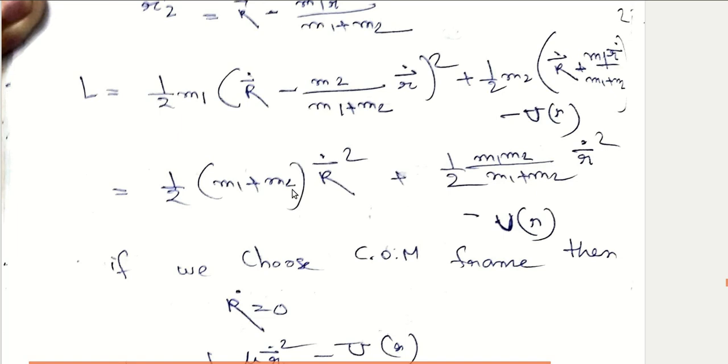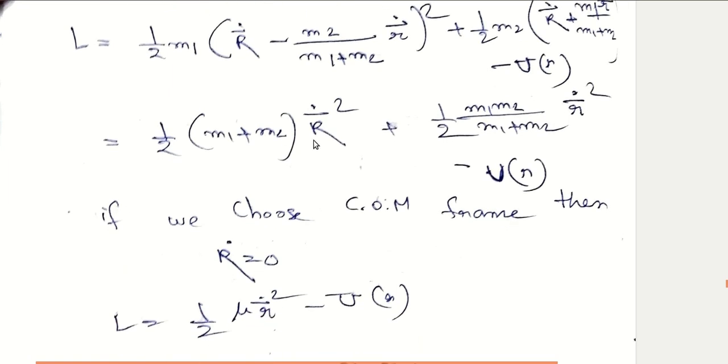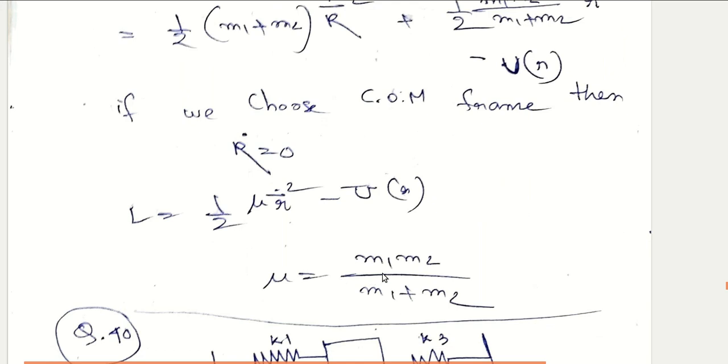If you choose the frame to be the center of mass frame, then the velocity of the center of mass will be 0. This term will go away, and you are left with half of m1 m2 by m1 plus m2 r dot square minus U(r), which is basically half of mu r dot square minus U(r). So mu will be equal to m1 m2 by m1 plus m2.